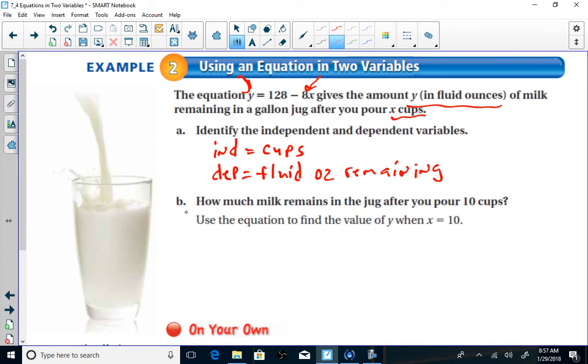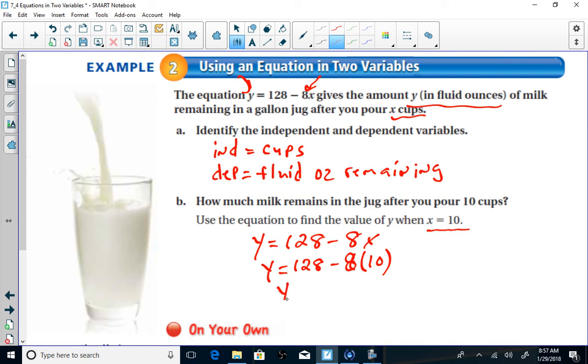All right, let's look at part B. How much milk remains in the jug after you pour out 10 cups? Well, we're told to use the equation to find the value of y when x is 10. x is your independent variable. That is your input. So I take my equation, y is equal to 128 minus 8 times x, and we're going to replace x with 10. So your next equation is going to look like this. 128 minus, I'll just cheat a little bit, 8 times 10. We replace the variable x with 10 in the original equation.